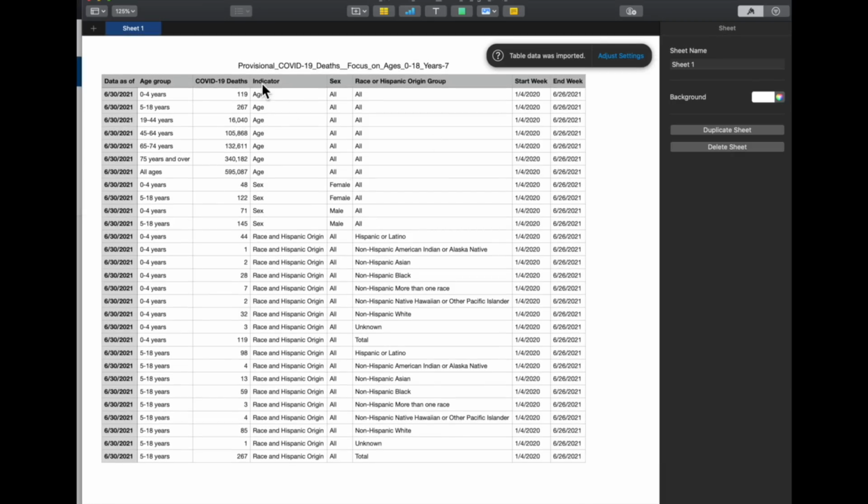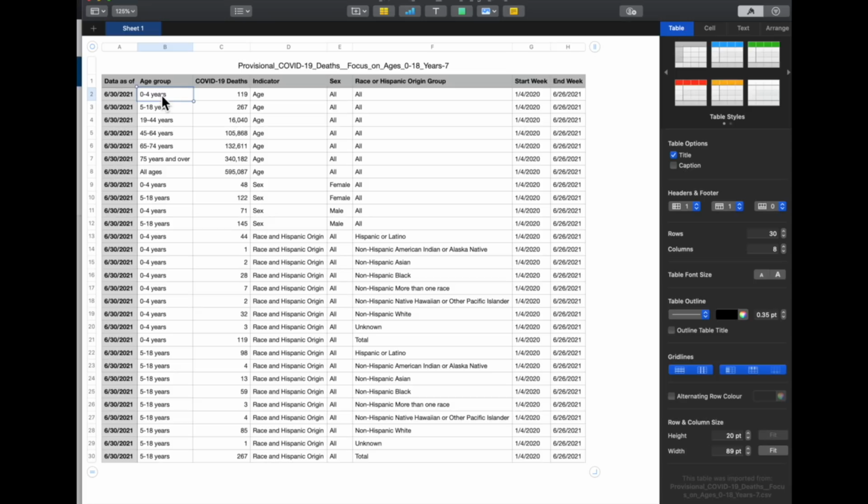And so from the CDC, we now have the data showing that in the age group of 0 to 4, there's 119 children that have died, all sexes. 5 to 18, that's school-age children, 267. 19 to 44 years old, 16,000 people. Then 105,000, 45 to 64, and on and on.